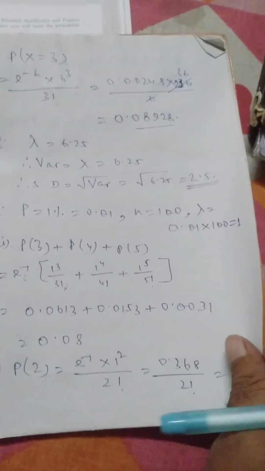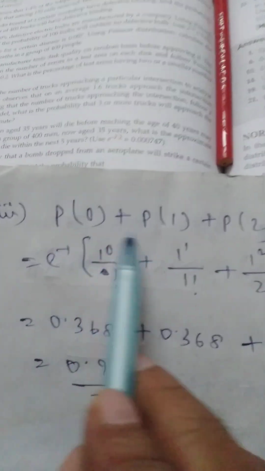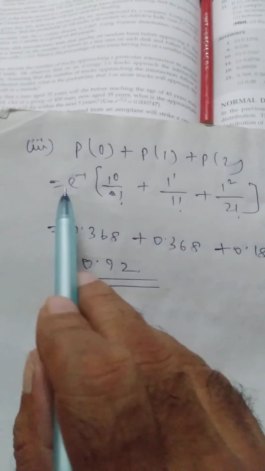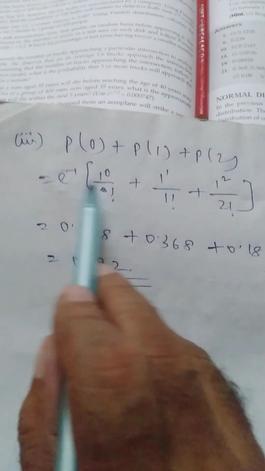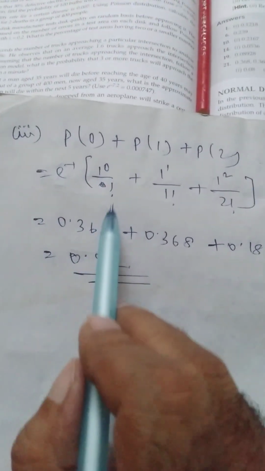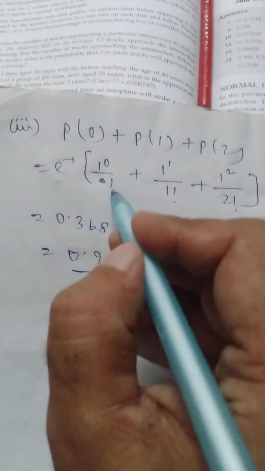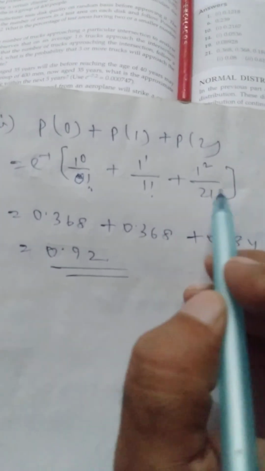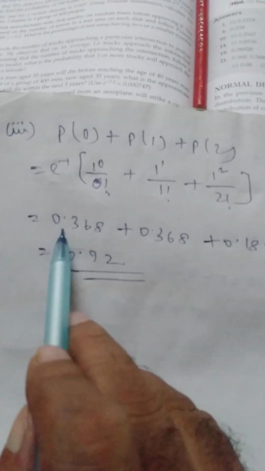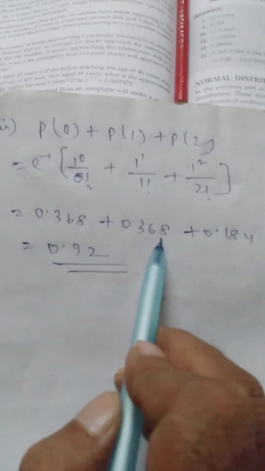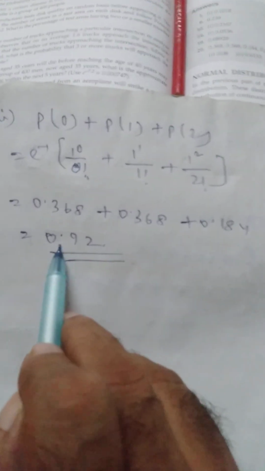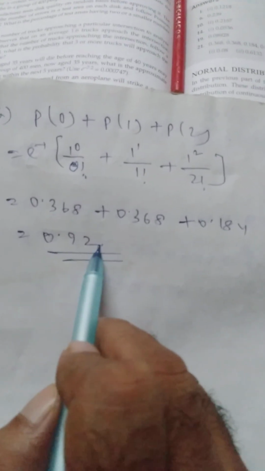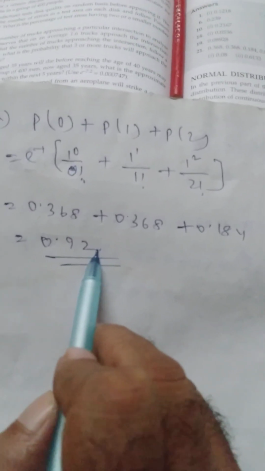So for the last part, P0 plus P1 plus P2, which will make it e to the power minus 1 into 1 to the power 0 by 0 factorial plus 1 to the power 1 by 1 factorial plus 1 square by 2 factorial, which will make it 0.368 plus 0.368 plus 0.184, which will make it 0.92. Here the full exercise is completed. Thank you everyone.